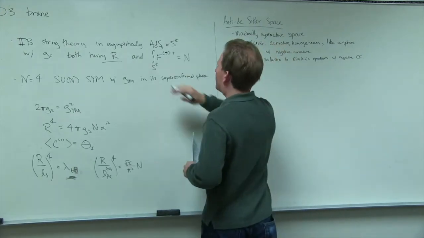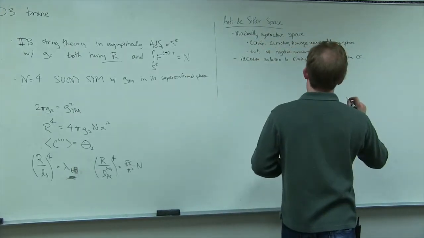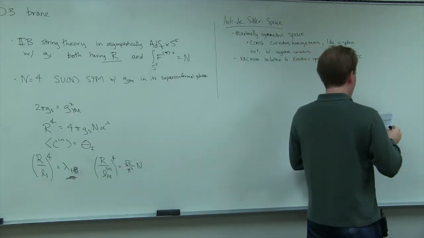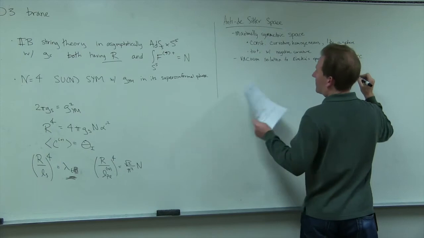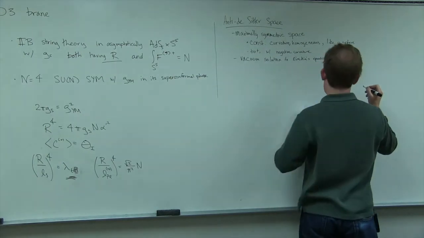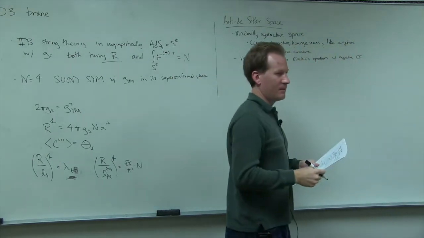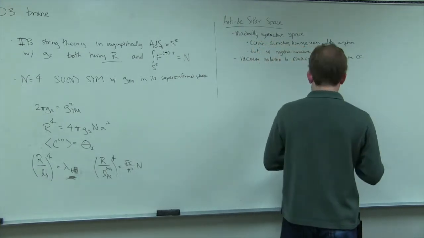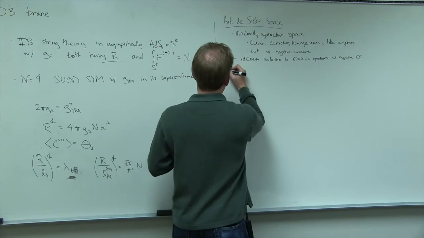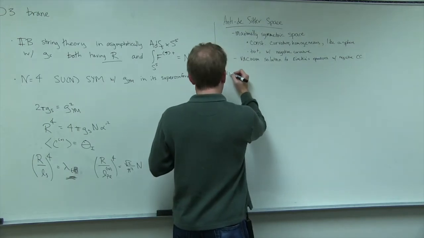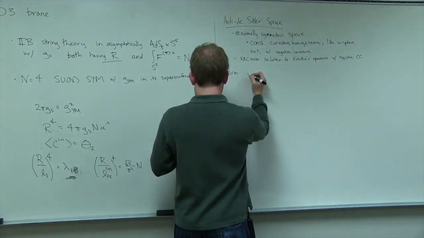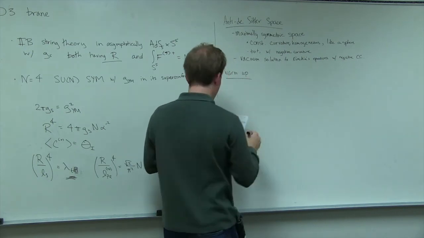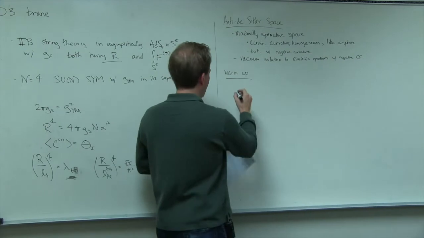In this example, what's playing the role of this negative cosmological constant, you might wonder. It's basically this five-form flux behaves like a negative cosmological constant, if you plug it in. If you're interested in Polchinski's lectures, he explains that. But I don't think I have time to talk about that.